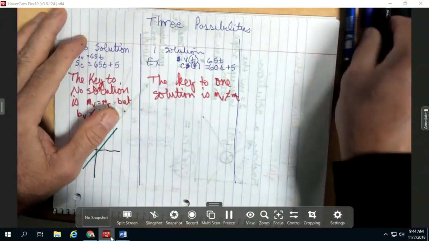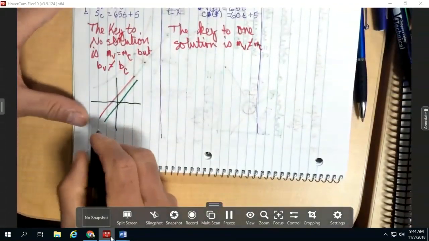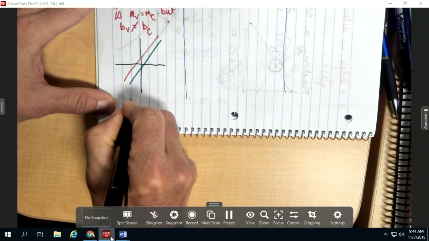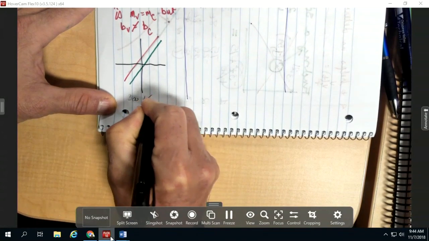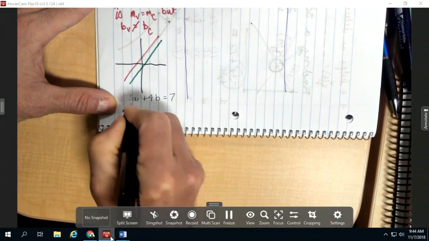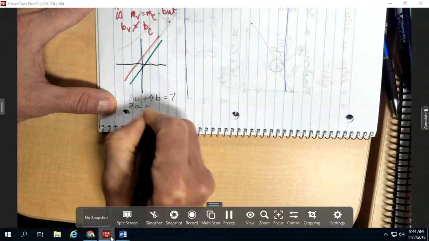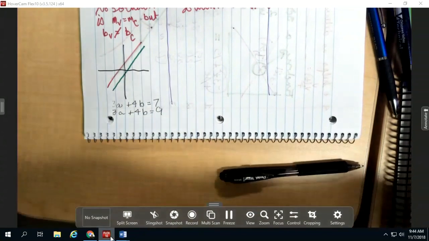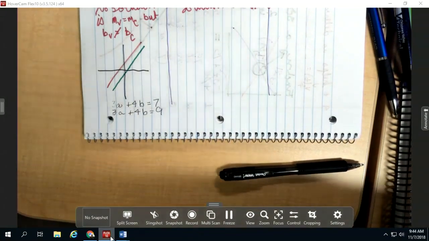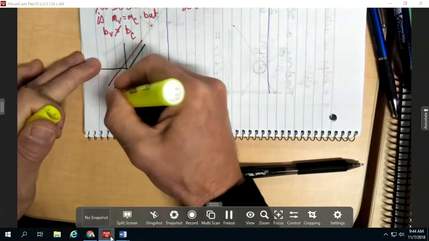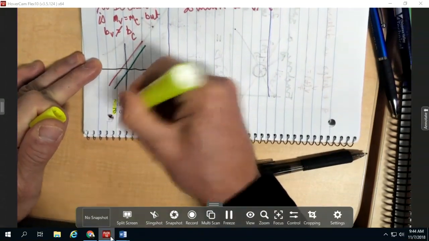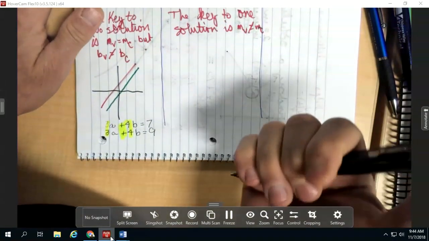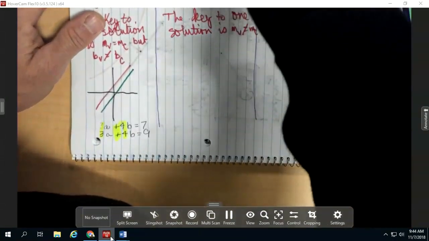Like, I'll show you. So in this case, we would have had something like 3a plus 4b equals 7. 3a plus 4b equals 9. How do we know the slopes are the same? Because these things match. Okay? So in this case, how do we know? Oh, let's do the graph first.